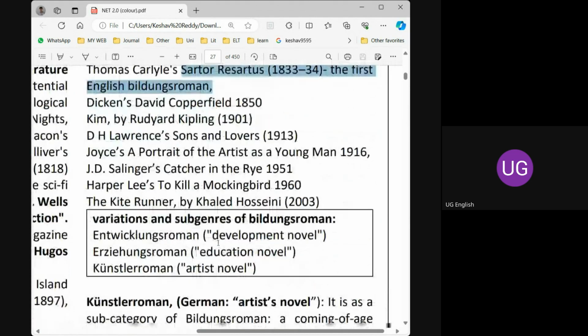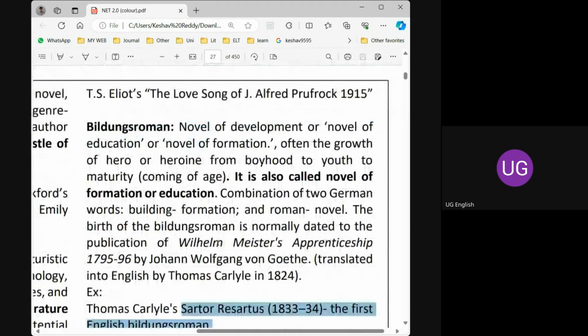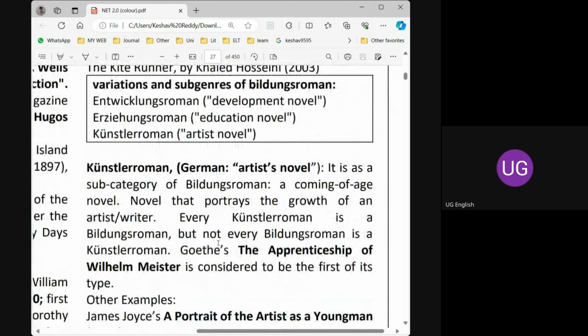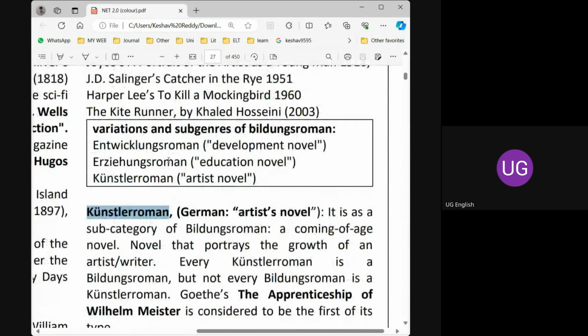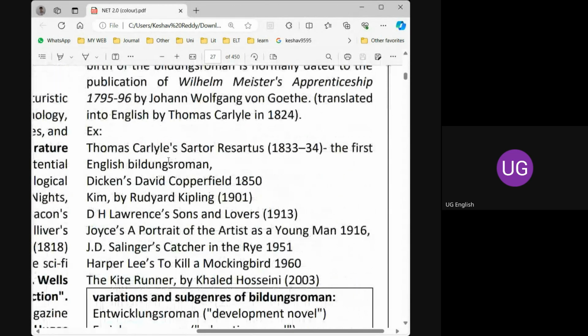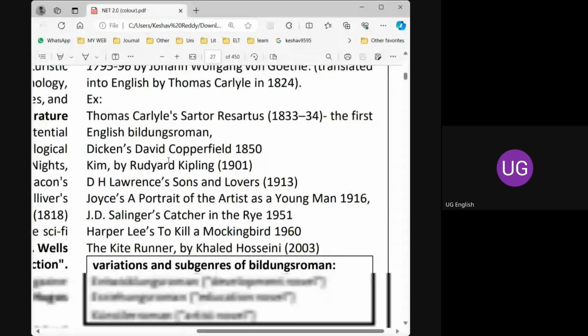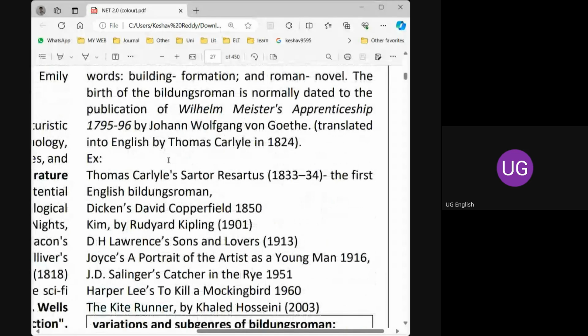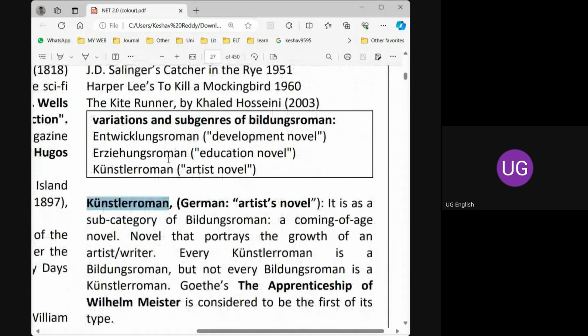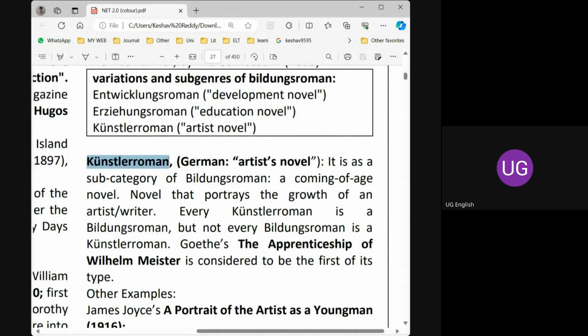Just please remember. And if the hero is an author, if the hero is a writer, or if the hero is an artist, that will become the Kunstlerroman. So I already told you, every Kunstlerroman is a Bildungsroman, but every Bildungsroman is not a Kunstlerroman, because every character is not an artist. Every character may not be a writer. So that is the reason.